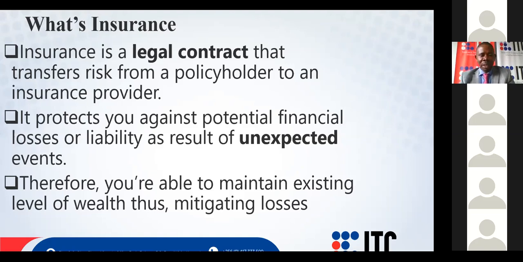So you are protected from any financial losses or liability resulting from an unexpected event. The point we are trying to draw attention to is that if a loss has to occur, the loss that we are supposed to pay for should result from an unexpected event. If the event is expected, then that one is not insurable. Since you are protected, you are able to maintain the existence of your wealth, thus mitigating losses.